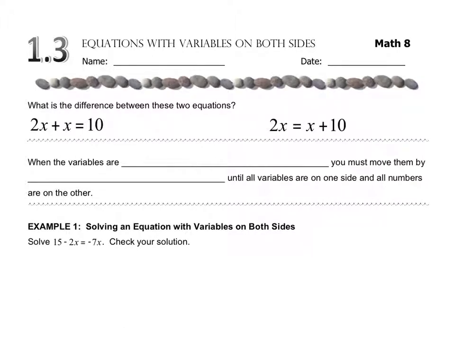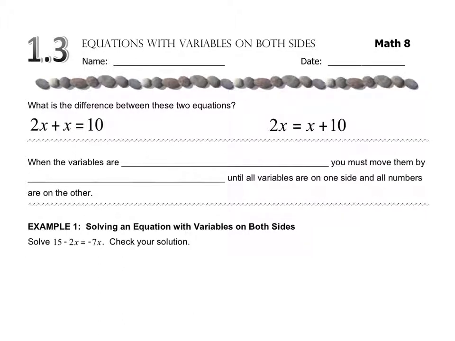So what is the difference between this type of equation that has a 2x, an x, and a 10, and this one that has a 2x, an x, and a 10? Well, obviously they have the same exact terms, but looking here, we see that we have x's on both the right and the left-hand side. So we've got to figure out how to manage that so that we can still solve for the x.